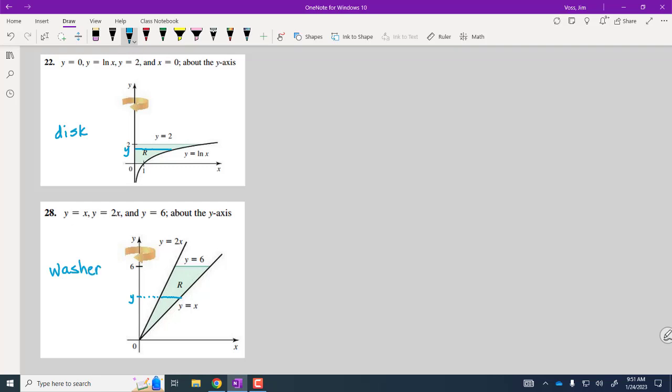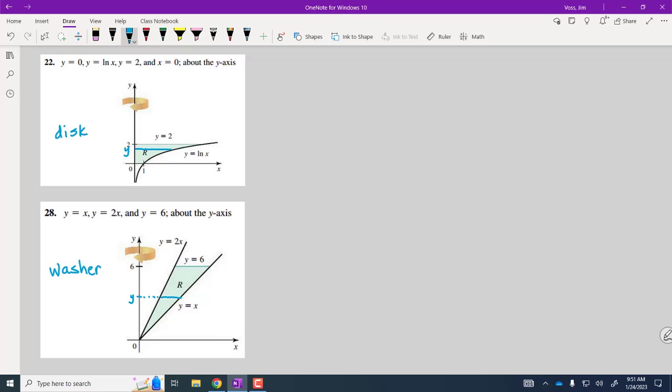So everybody seeing the difference? If the region's touching the axis, there's no gap, which means you're going to create a disk and not a washer. If there's a little gap, then that element is swinging around with a hole in the middle. So then you're going to create a washer. So that one we're going to do using the disk method, the other one with the washer method.